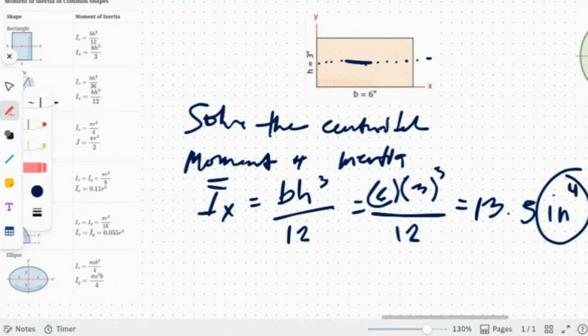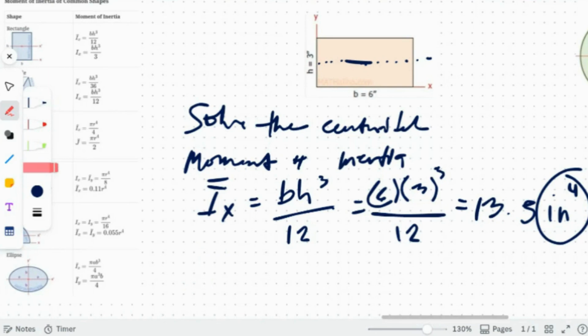We're not used to seeing this, right? Inch is a length, inch squared is an area, inch cubed is a volume. Now, what is inch to the fourth? It's kind of a difficult concept to imagine, but that practically is your area times the square of your moment arm.